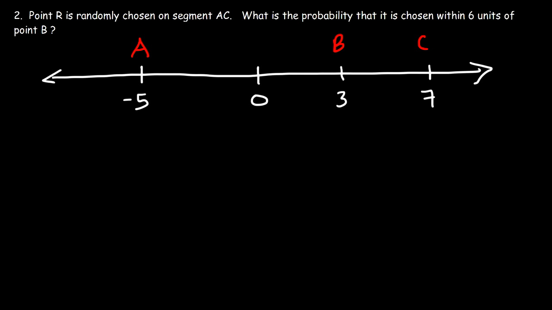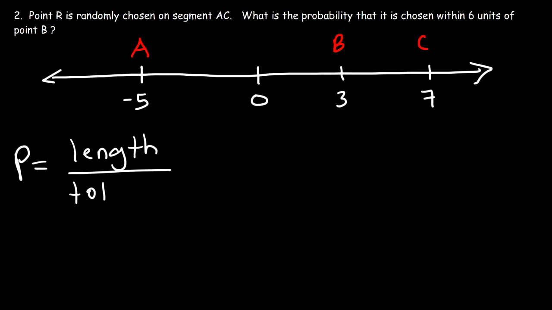Now here's another similar problem that we could work on. Point R is randomly chosen on segment AC. What is the probability that it is chosen within 6 units of point B? So keep in mind, the probability is going to be equal to the length of the segment that we want to choose a point in divided by the total length of where we can actually choose the point.